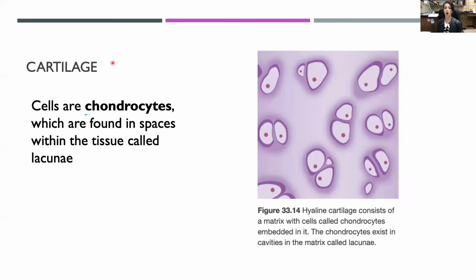Moving into cartilage, this is also a connective tissue, but it has a large amount of matrix and variable amounts of fibers. The cells within cartilage are called chondrocytes, and these are found in spaces within the tissues called lacunae. And lacuna means hole or window. A cartilage with few collagen and elastic fibers is hyaline cartilage, which is depicted right here. The lacunae are randomly scattered throughout the tissue and the matrix.